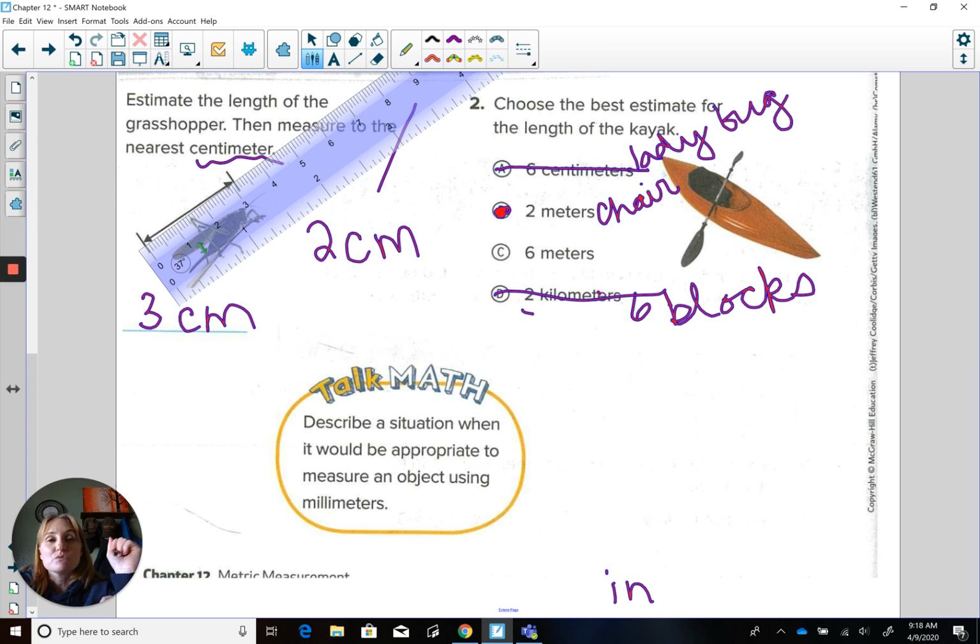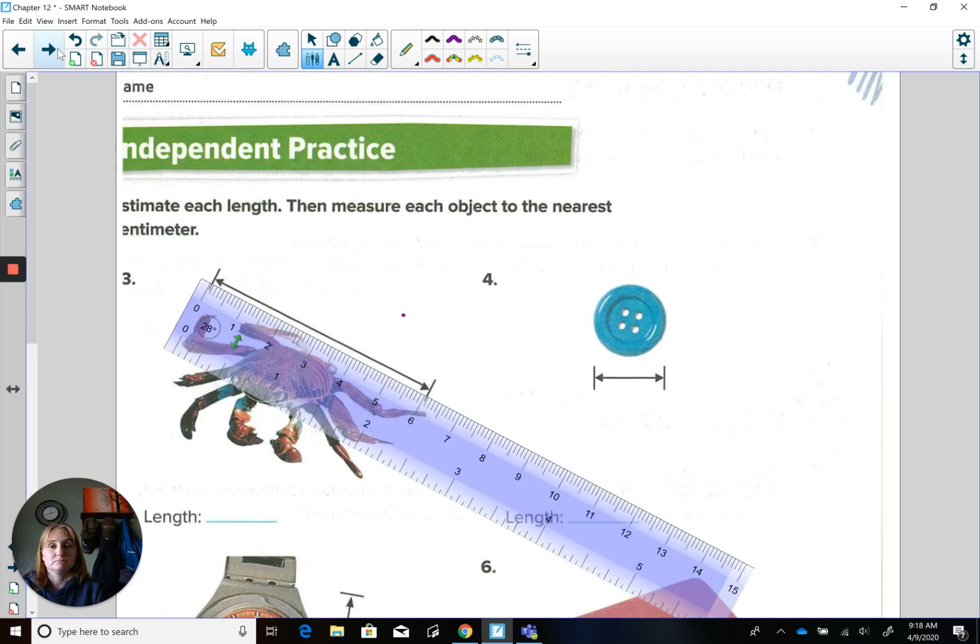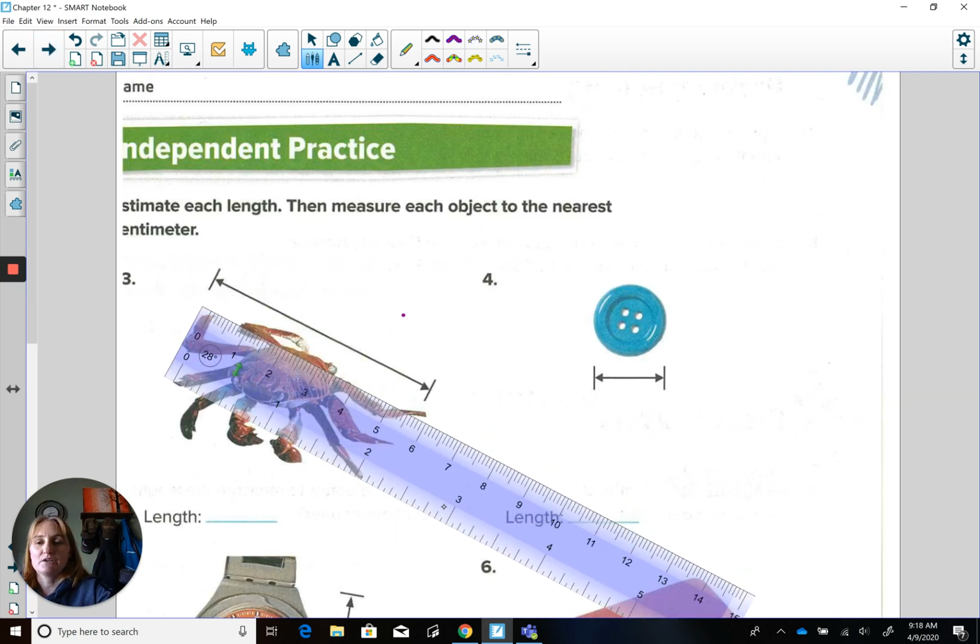Compare it to something you know, and then narrow down your answers. That's the best way to solve a multiple choice question. Okay, so now we're going to move on to the next one. Here we go. And I kind of already set up my ruler here.